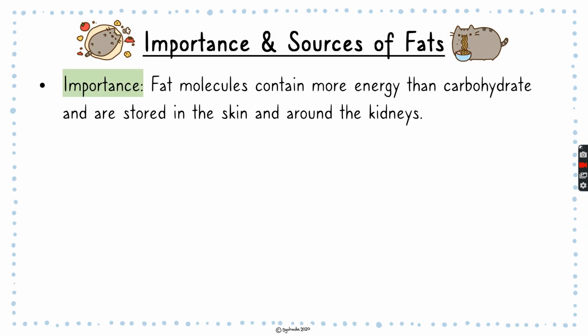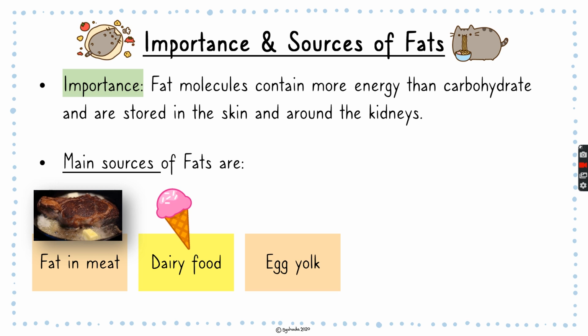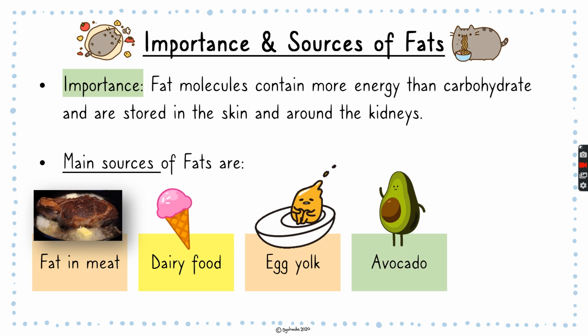Now let's look at fats. Why is fat important? Fat molecules contain much more energy than carbohydrate, and they are important because they are stored in the skin and around the kidneys. They help to prevent heat from escaping, for example, if they're stored in the skin, and also protect your internal organs from shock. So they also insulate against shock. The main sources of fat are fat in meat, dairy food, egg yolk, avocado, and nuts. So fat can mainly be found in eggs, which is just the egg yolk part.